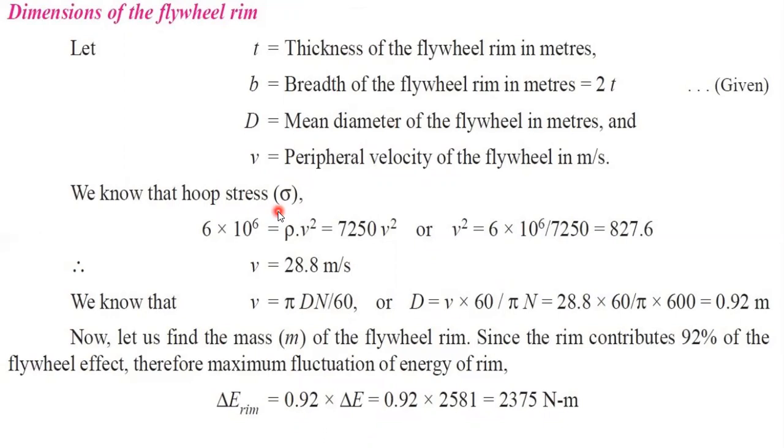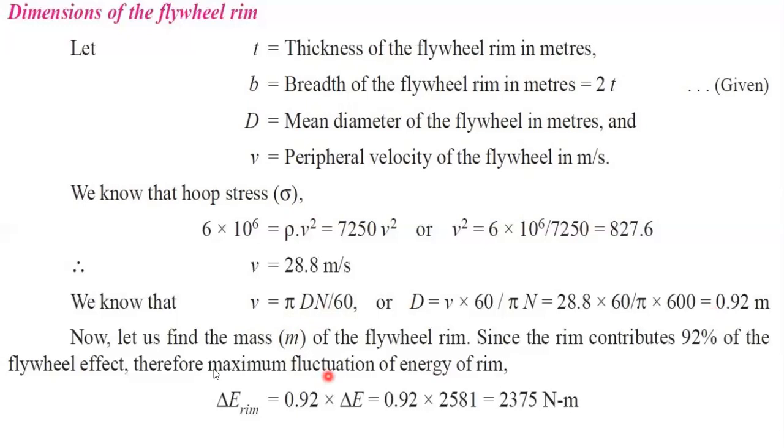The relation between stress and peripheral velocity is sigma equals rho V square. We know the sigma value and the rho value, so we can easily calculate the peripheral velocity. And peripheral velocity is pi D N by 60. Here the velocity value we know and the N value we know, so we can easily calculate the mean diameter of the flywheel. So you'll be getting 0.92.